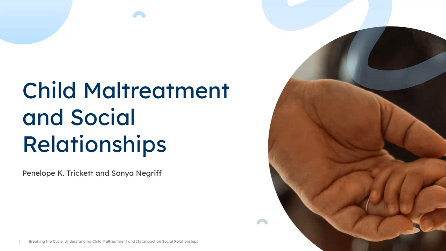Today, we're diving into a critical topic, child maltreatment, and its impact on social relationships. This presentation, based on the work of Penelope K. Trickett and Sonia Negriff, will explore how different forms of maltreatment influence social development across the lifespan. The image here represents the powerful bond between a child and caregiver, something that's central to understanding the effects of maltreatment. Let's begin our journey into this important subject.